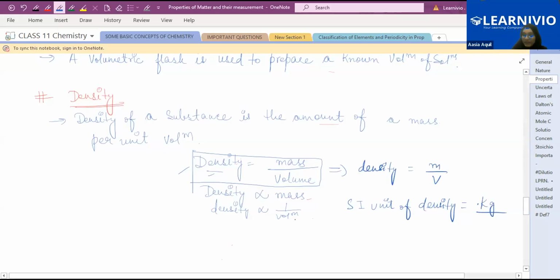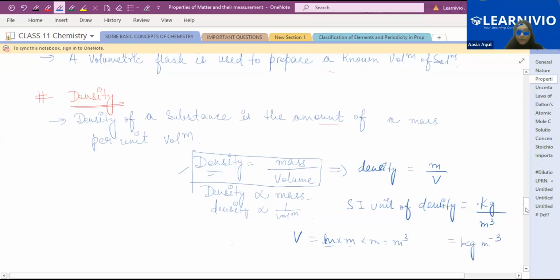So it's liter, right? But another unit of volume could be used. We know that volume is length into breadth into height, so we can write meter into meter into meter, which is meter cube. We can use meter cube as the volume SI unit also. So kg upon meter cube. What will be the SI unit of density? It's kg per meter cube.